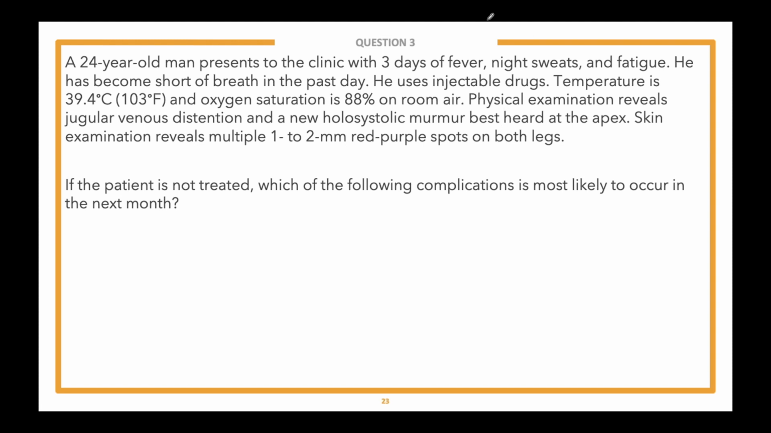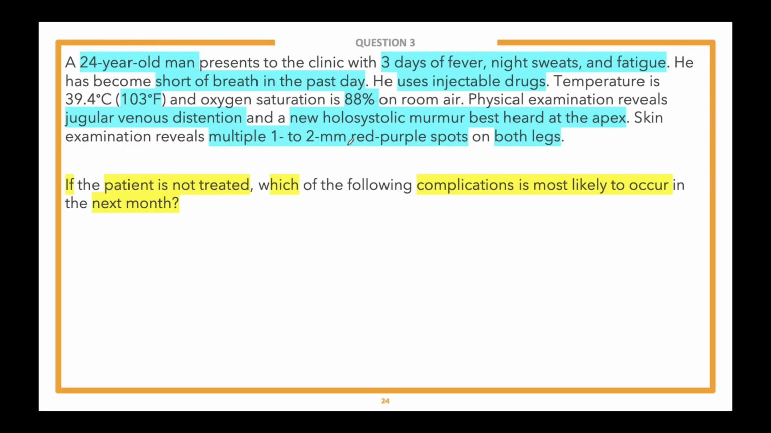Thank you, Sean. So once again, we're going to show you what we think are the important clues in this vignette and in the lead-in. We have a younger patient in this case, a 24-year-old man. Why is he coming to our clinic? Well, he's got fever, night sweats, and fatigue. They also tell us that the duration has been 3 days. So hopefully you're picking up that the duration and symptoms are important to make note of.